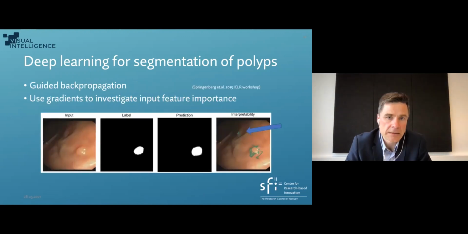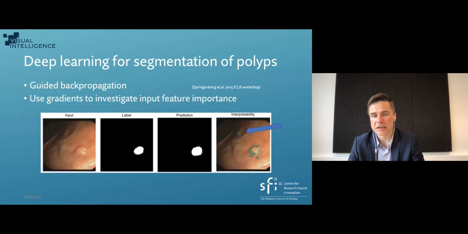So we then came up with something we called Monte Carlo guided backpropagation. It builds on a method called guided backpropagation. Guided backpropagation is one of the most used, well-known, and really influential methods to try to quantify importance, to give interpretability into a deep learning system.